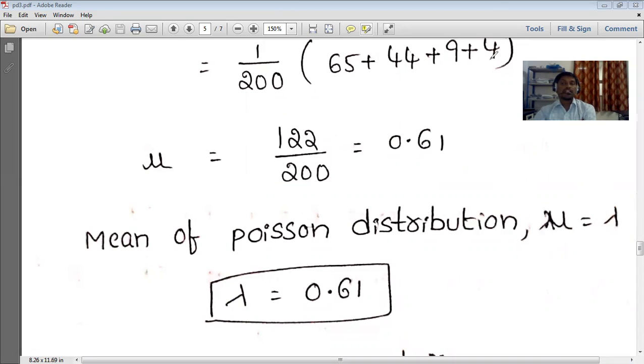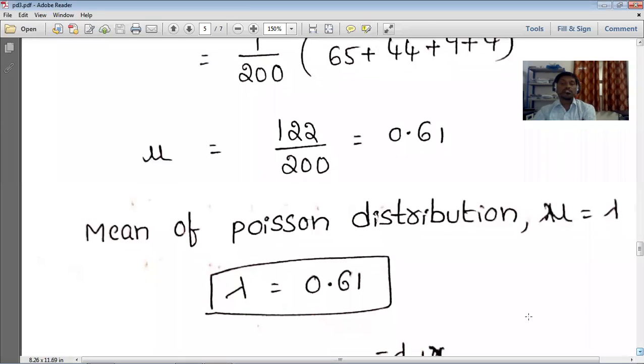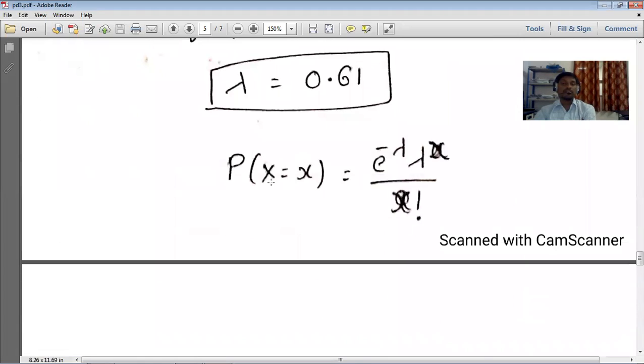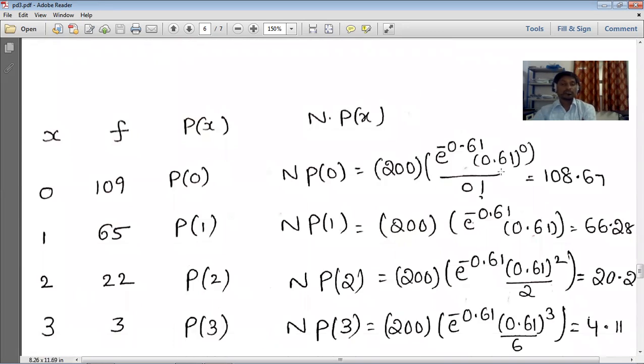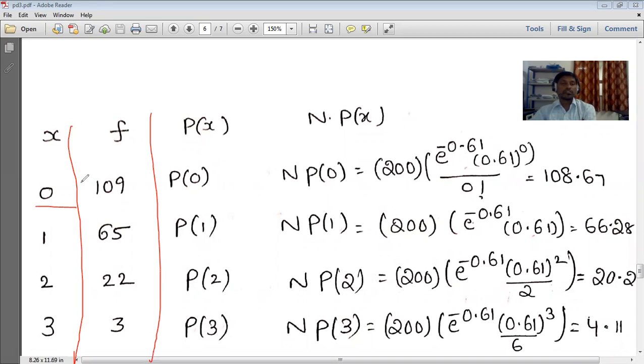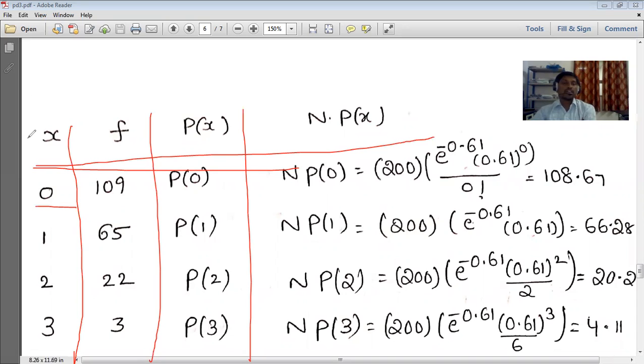After getting this, we need to find P of 0, P of 1, and so on. Here we are using the Poisson formula: e power minus lambda, lambda power x by x factorial. And we represented all of this in a table. First, x is 0 and so on, and these are already given in the problem. We didn't bring them from anywhere. The x values and the frequencies were given in the problem.